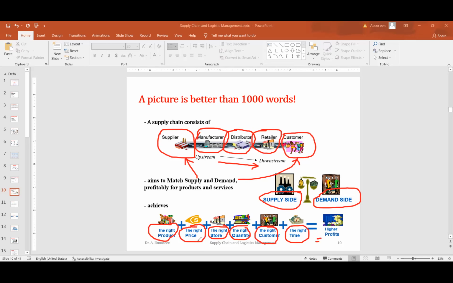If anything is missing or there is a problem in this process, the companies cannot get the profit. Let's assume that the price is not good. They may face a problem. Assume that they failed to find the proper customers. Their supply chain cannot get the profit. The right quantity: if the manufacturing firm failed to produce the required quantities, they will face a problem. Right time: if they fail to supply their product to the market on time, it is useless.